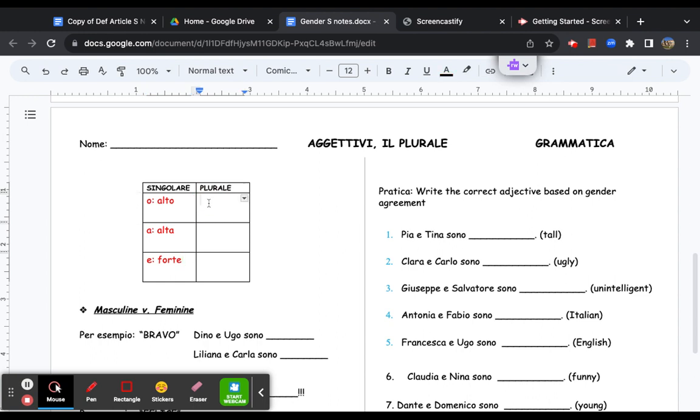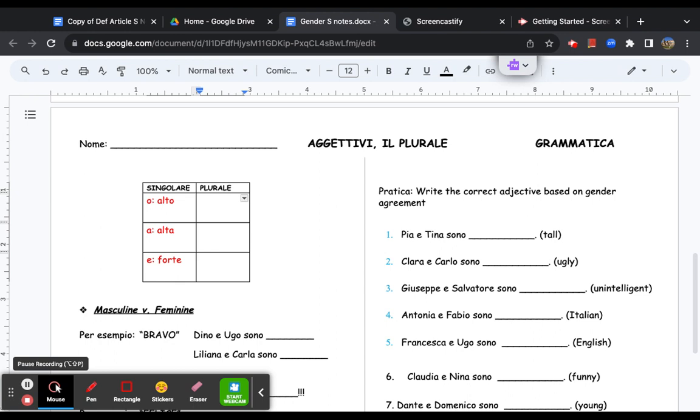So, it's super similar to the nouns that abbiamo studiato, that we studied back in la geography unit. Now, if you remember with our geography unit, anytime we had a word that ended in O, like vulcano, nel plurale, in the plural, they end in E, like vulcani.